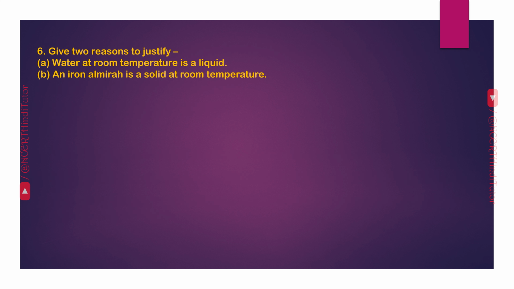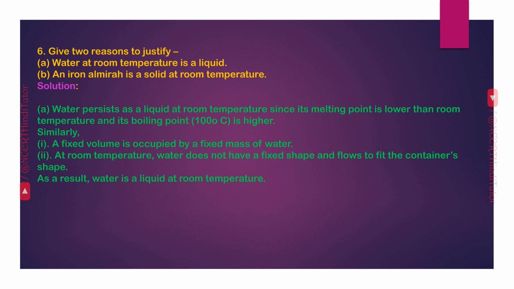Question 6. Give two reasons to justify A. Water at room temperature is a liquid. Answer. Water persists as a liquid at room temperature since its melting point is lower than room temperature and its boiling point, that is 100 degrees Celsius, is higher. Similarly, a fixed volume is occupied by a fixed mass of water. At room temperature, water does not have a fixed shape and flows to fit the container shape. As a result, water is a liquid at room temperature.